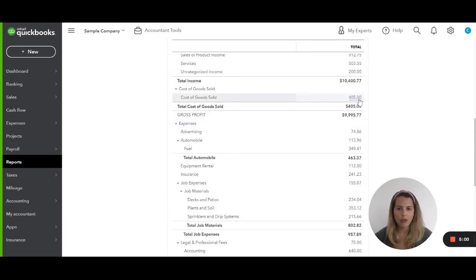Also, cost of goods sold. If you don't sell a product, you shouldn't be using this category. This is for people who sell a product and have inventory that they're accounting for. So we see that sometimes with service-based companies, and we know that that's an issue.